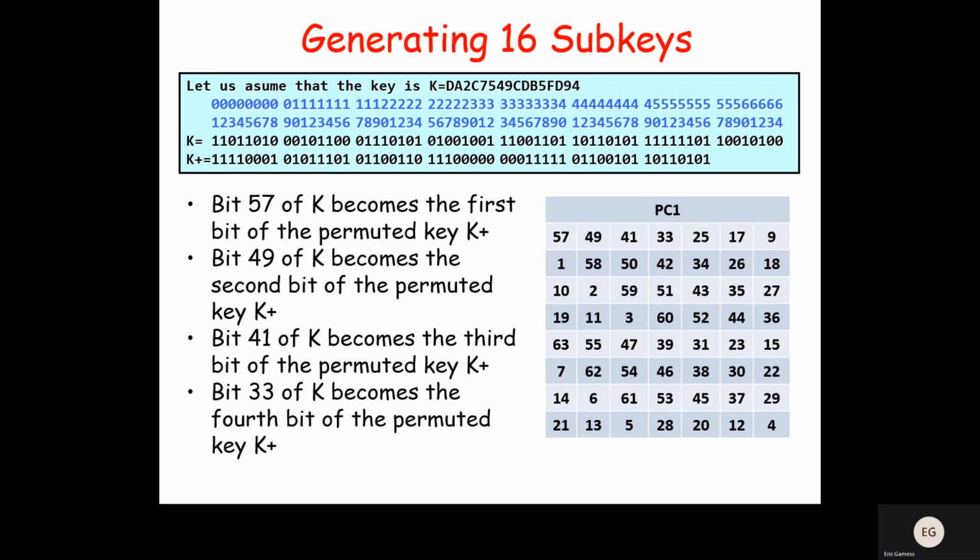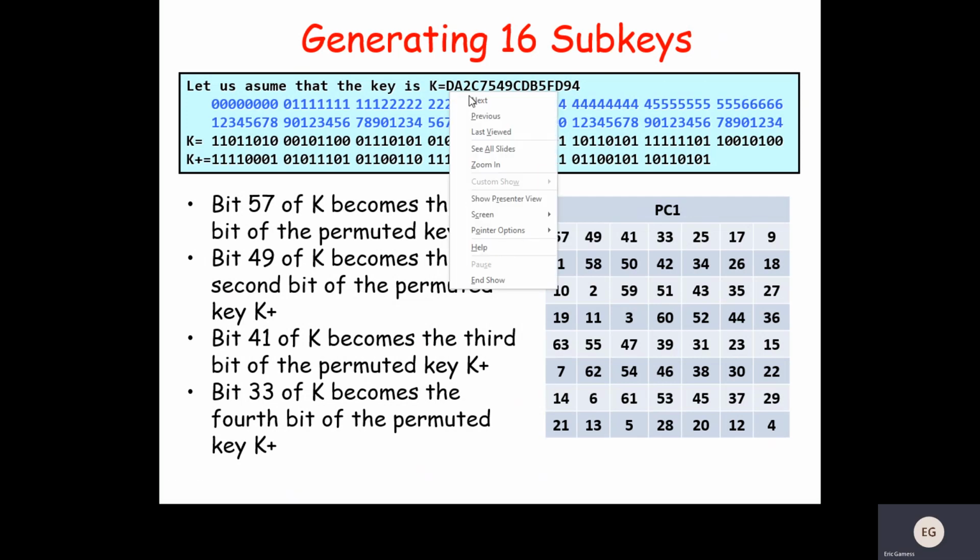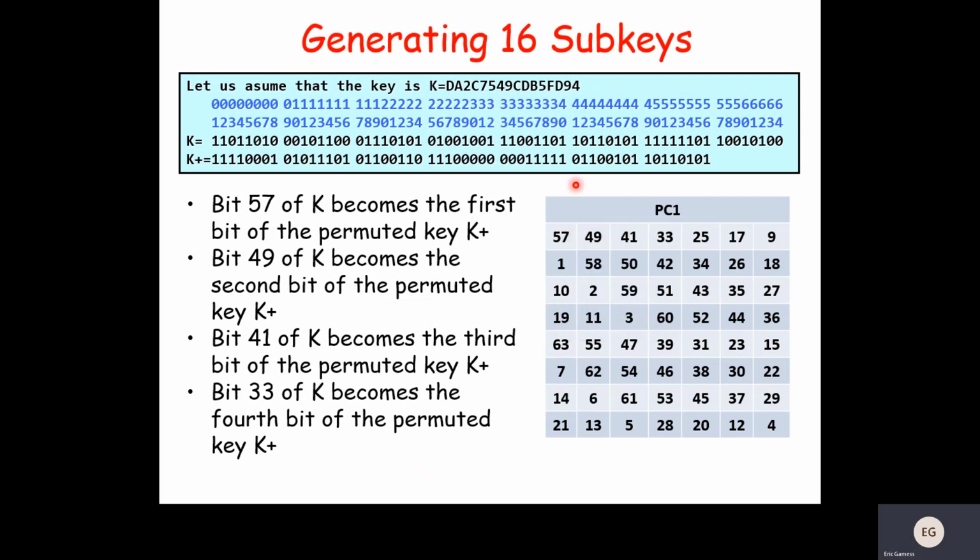So here is an example. Let's say that the key is DA2C up to 94. So if you count them, you will see that this is a 64-bit key. So I want to compute key plus, which means I want to apply PC1 to this key. So to make it easy, I put the key here in binary.